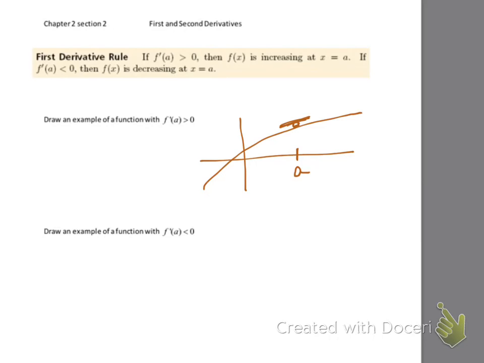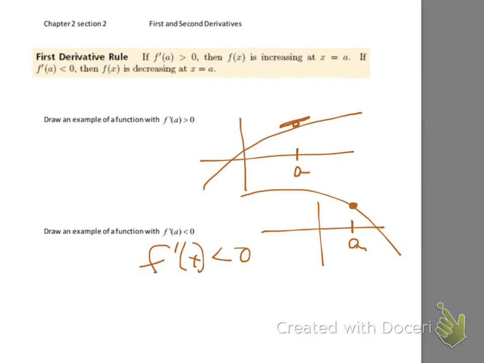Likewise, if my function is decreasing at A, the slope of that function will be negative. So an increasing function gives me a positive slope, a decreasing function gives me a negative slope. We're going to use some of these characteristics to sketch graphs, and we're going to do that on the next slide.